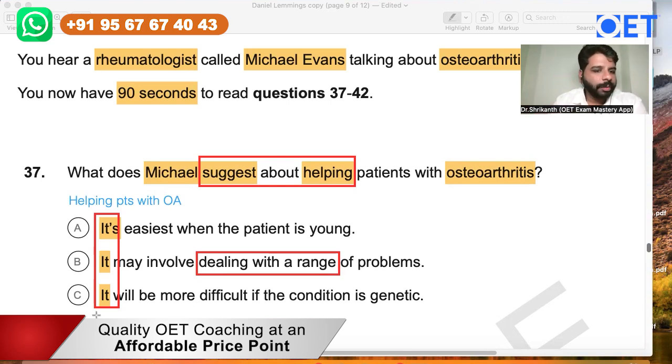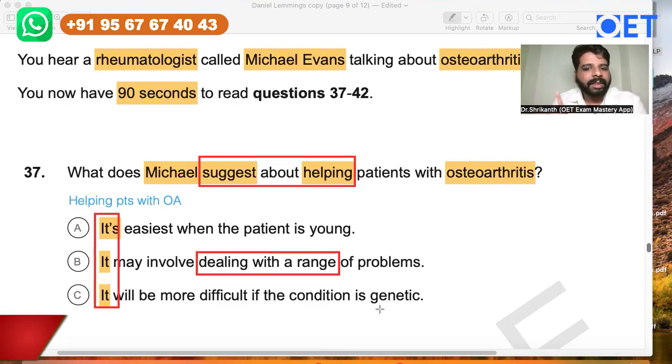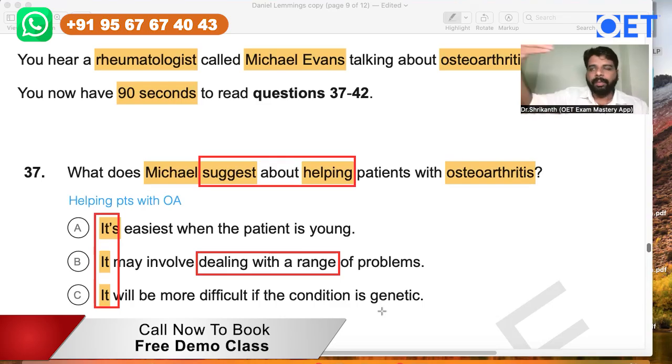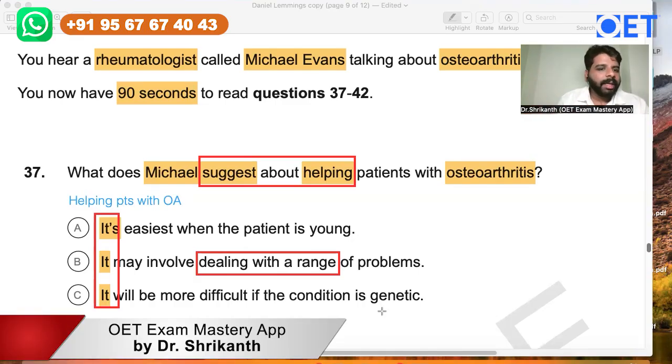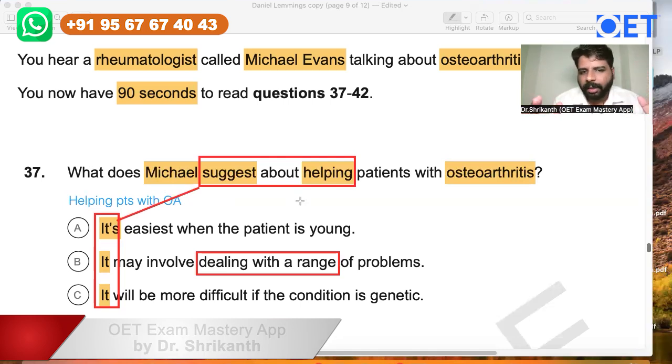Now, see, what is answer option C? Helping patients with osteoarthritis will be more difficult if the condition is genetic. Okay, that means from the mother, from the father, if a child is getting osteoarthritis, then helping that patient who got it genetically will be more difficult. Now you see, if you did not make the connection, then it is going to be extremely tough, right, to find the answer, because this is the question stem.